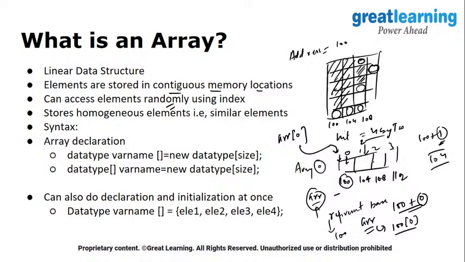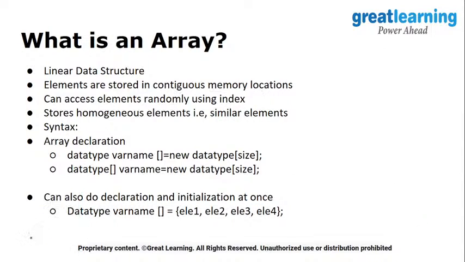With the help of indexing, you can easily access elements randomly. If you want to access the third element, you go directly to ARR of 3. Arrays store homogeneous elements, which means in an integer array you can only store integers, like 5, 4, 3, 2, 1. So now these things are clear: a linear data structure, random access, homogeneous elements. Now the syntax has 2 variations.